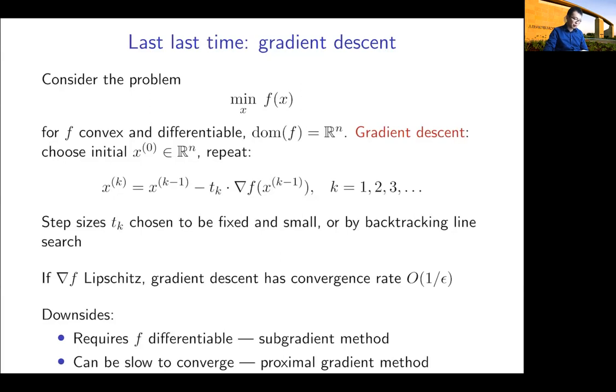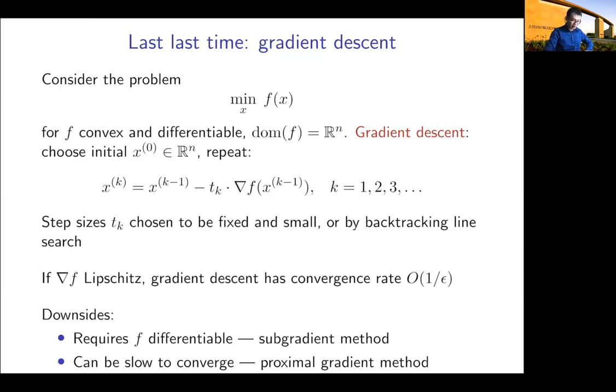We talked about the step sizes. The step sizes t_k can be chosen to be fixed as a function of properties of the function f that we're minimizing, or we can alternatively choose them adaptively using backtracking line search. In particular, if we make the additional assumption that f is not only convex but also gradient Lipschitz, or strongly smooth, then we have shown that gradient descent has a convergence rate of 1 over k, or an iteration complexity of 1 over epsilon to get to an epsilon suboptimality bound.